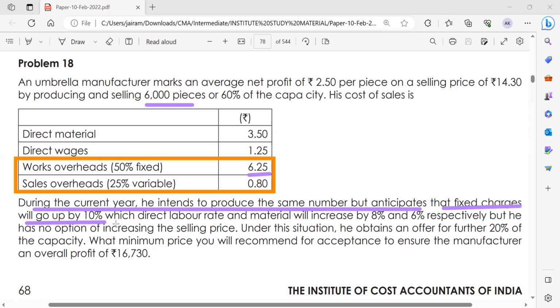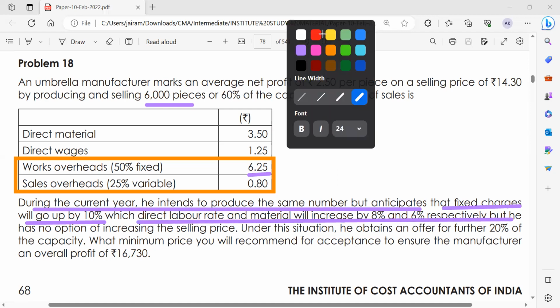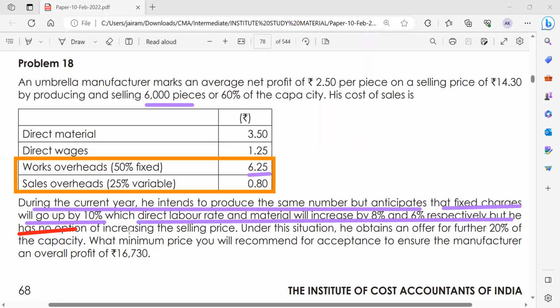So that fixed cost has gone up by 10%, and labor and material have increased by 8% and 6%. But he cannot increase the selling price. He has no option of increasing the selling price. Now what happens?